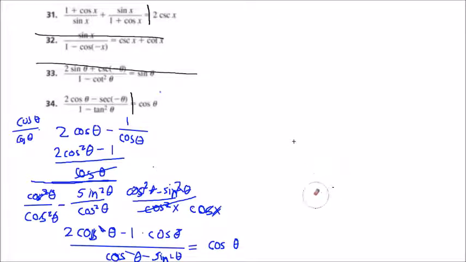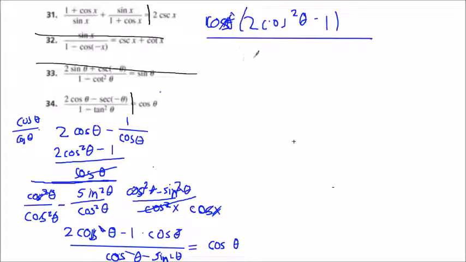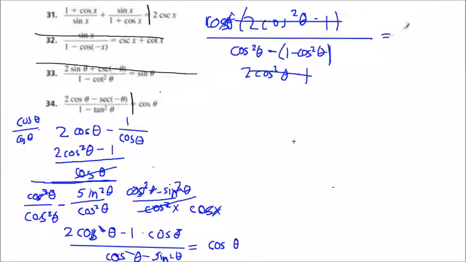Now we have 2 cosine squared theta minus 1, and all of this is multiplied by cosine of theta and divided by cosine squared of theta, but we're subtracting the sine squared of theta, which is 1 minus cosine squared of theta. So this ends up being minus minus, that's 2 cosine squared of theta minus 1. This crosses over and this crosses over. This leaves cosine theta alone, and now we have cosine theta is equal to cosine theta, and that is the answer.